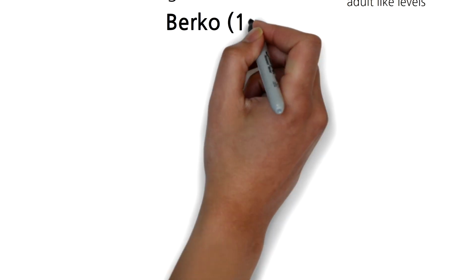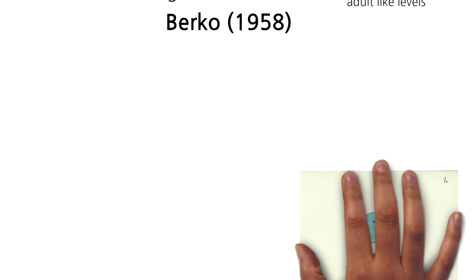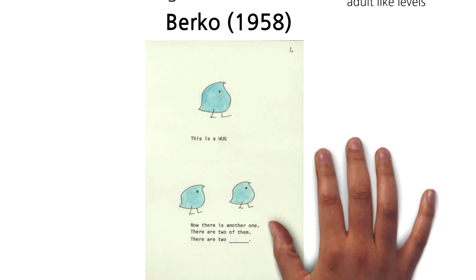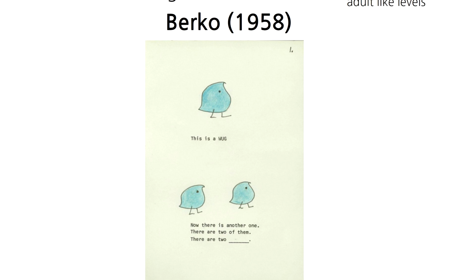So Berko in 1958 looked at morphological productivity. A classic example is a picture of a bird and saying "this is a wug," and then having 2 pictures of the same wug and saying "now there is another one. There are now 2 of them. There are 2 ___," and it would leave it up to the individual to fill in the blank with how they would perceive the correct way of identifying the plural.